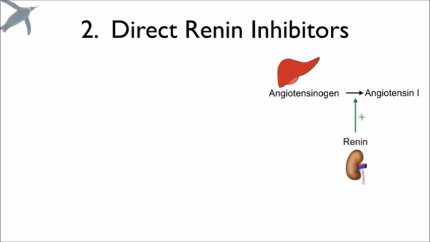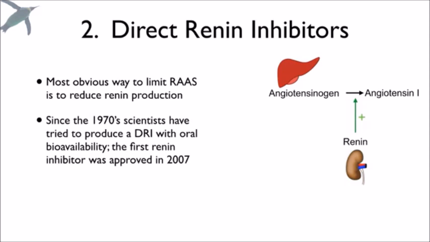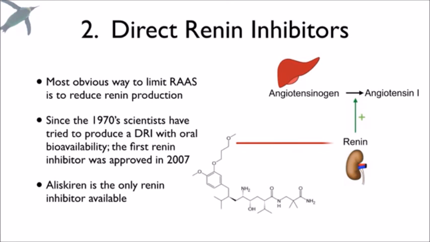Now, direct renin inhibitors make the most sense. It's the most obvious way to limit the RAAS system. It's like, we'll just kill it at step one. Interestingly enough, researchers have been working since the 70s to develop a direct renin inhibitor that has oral bioavailability. It turned out to be really difficult. There's really only one on the market. As of the making of this tutorial, it was approved in 2007. It's still the only one available, and it blocks the production of renin.